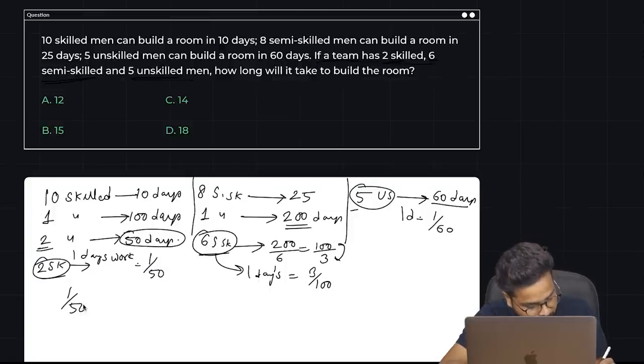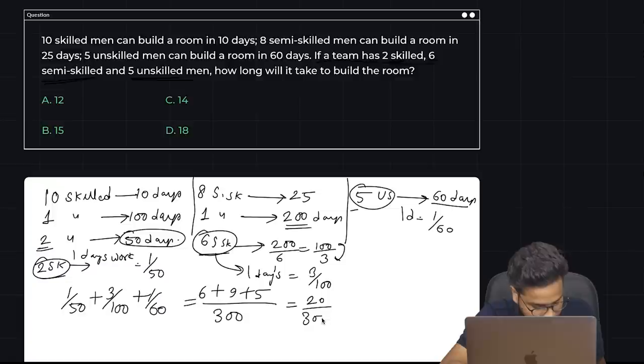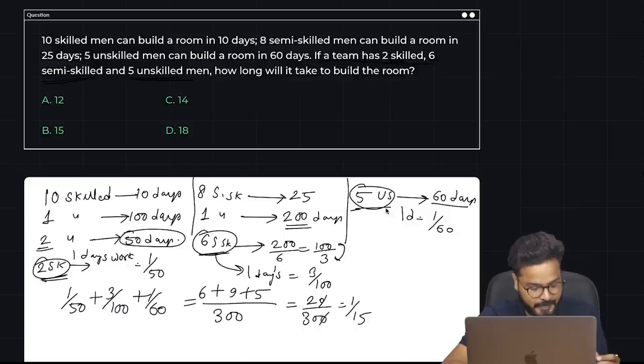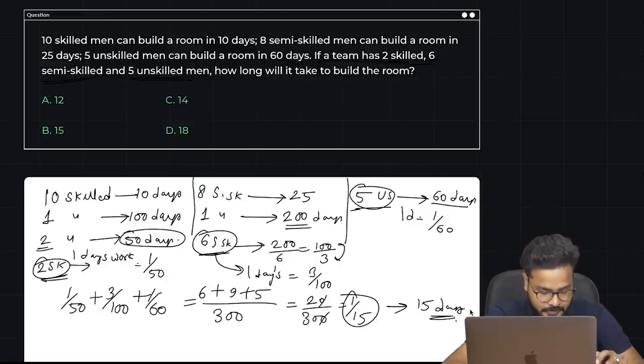So 1 by 50 plus 3 by 100 plus 1 by 60. Let's take the LCM, it would be 300. 6 plus 9 plus 5, which is nothing but 20 by 300, which is nothing but 1 by 15. So 2 skilled, 6 semi-skilled and 5 unskilled men's 1 day's work is 1 by 15. So in how many days will they be able to complete the entire work? Reciprocal of it, 15 days is your answer, guys.